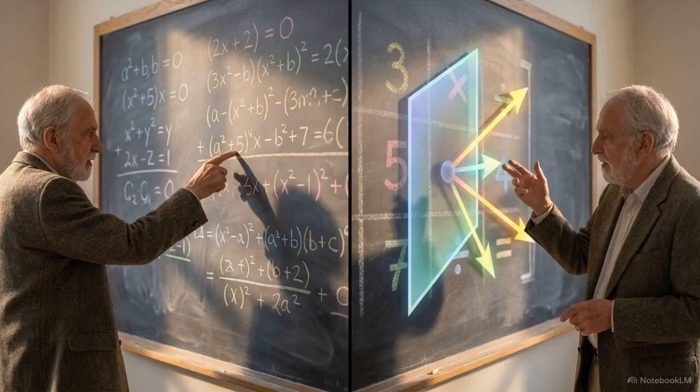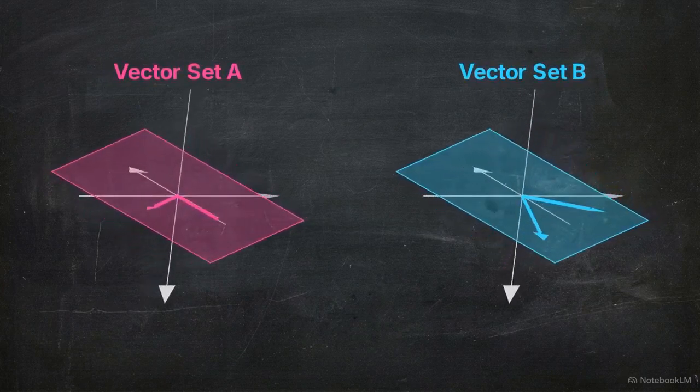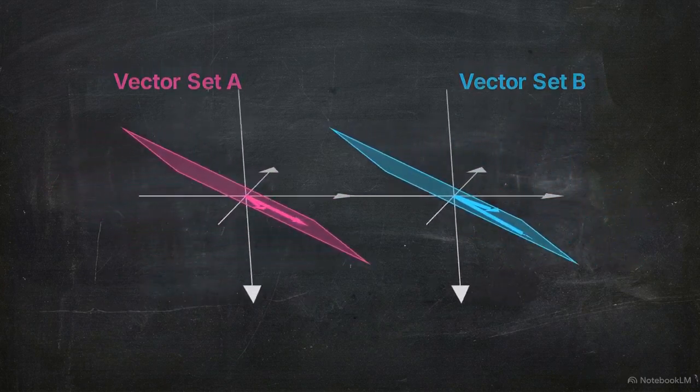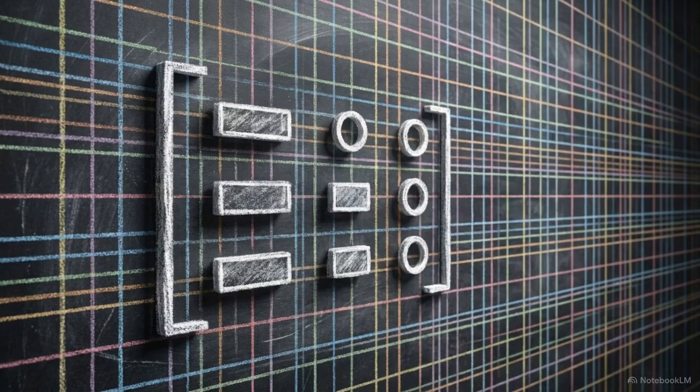Consider the central tension of this field. If you are handed two entirely different sets of vectors, how do you prove they generate the exact same infinite subspace? You cannot test infinity vector by vector. Instead, we use the matrix to calculate the specific, irreducible properties of that infinite span.